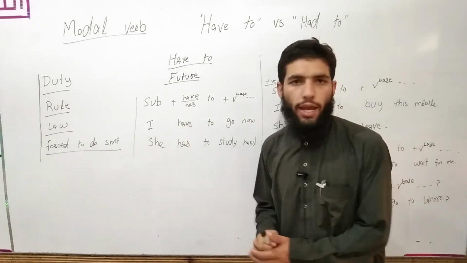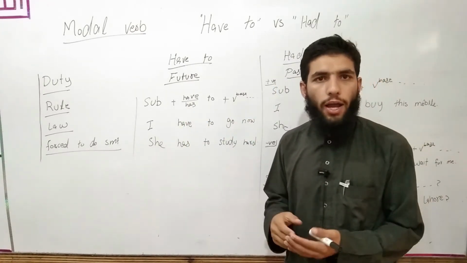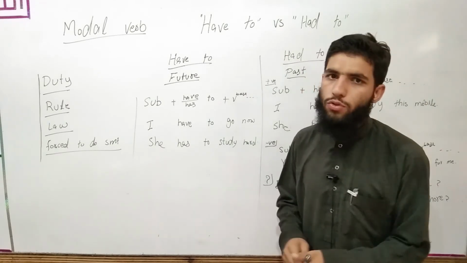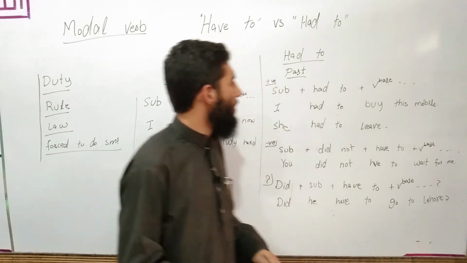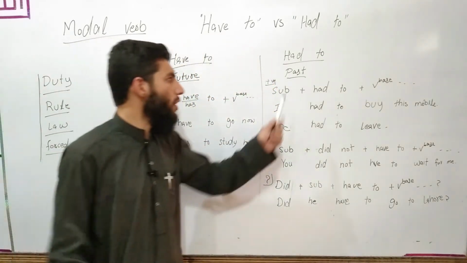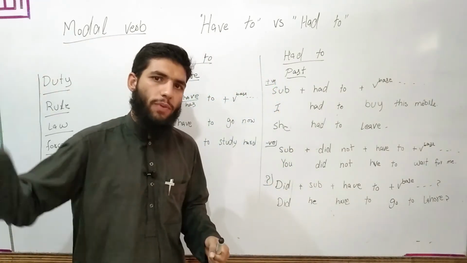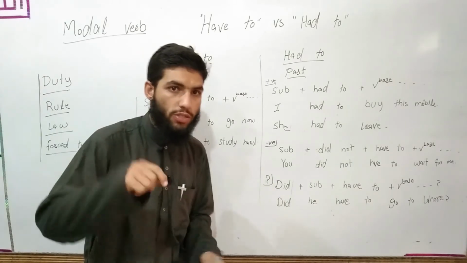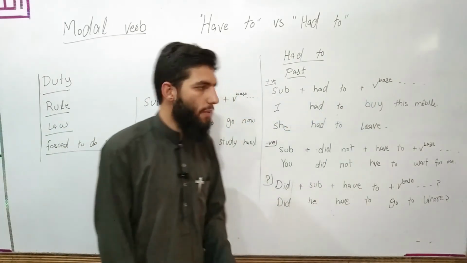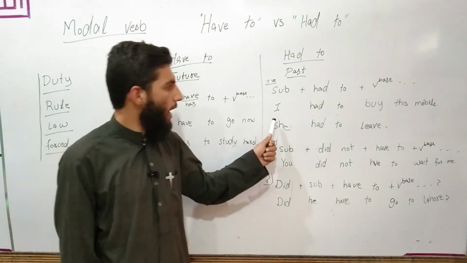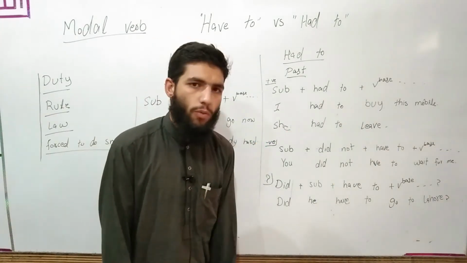We use have with I, we, you, they and plural nouns. We use has with he, she and singular nouns. Had to is used for the past. Subject plus had to plus verb base form and rest of the sentence. I had to buy mobile.